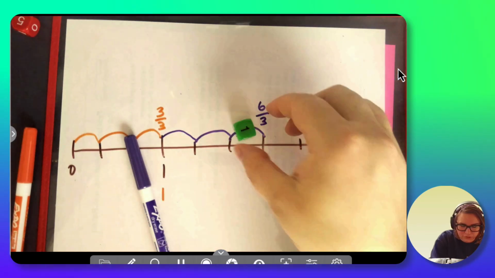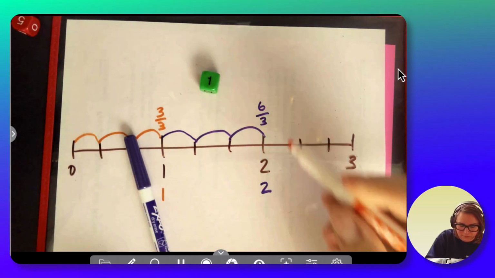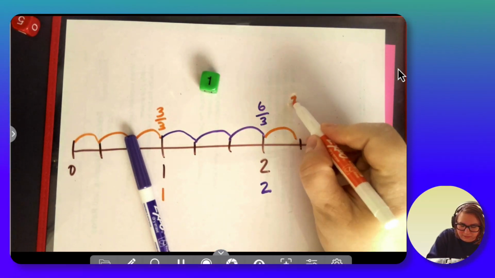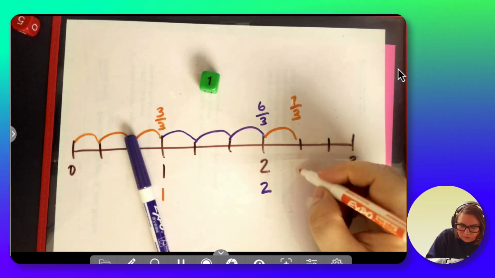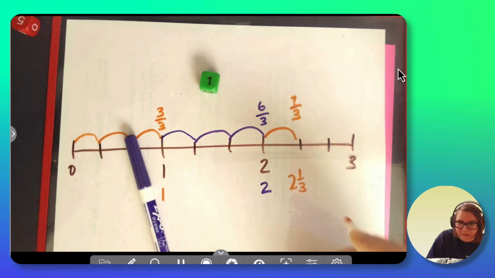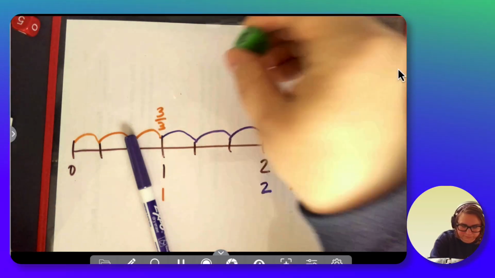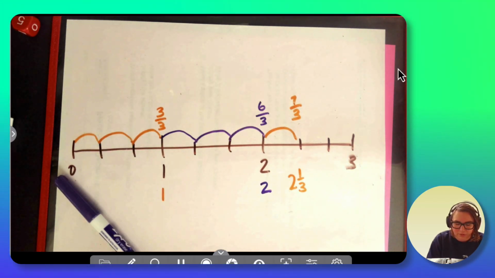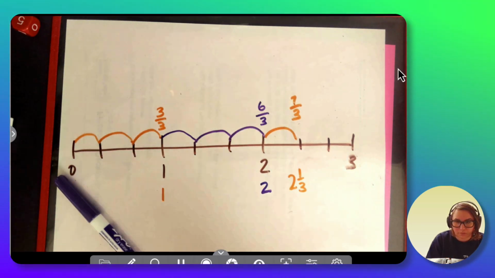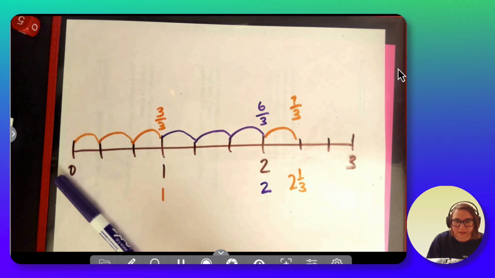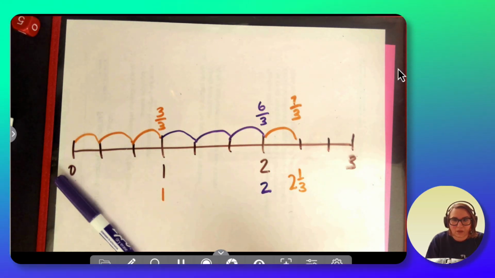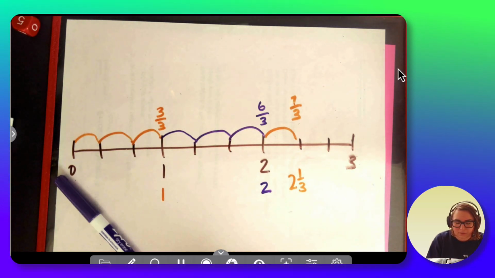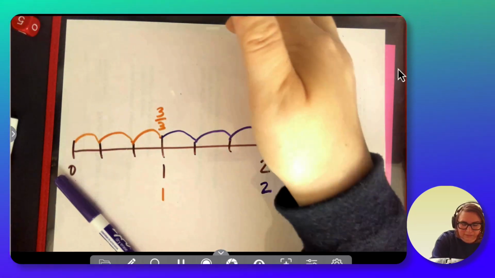Okay, orange. Ooh, 1 1/3. So we're going to count up 1 1/3. This is going to get us 7 thirds or 2 1/3 as a mixed number. Now you could co-create the rules here. For example, if I roll too much, then I don't get to go. Like I have to roll either less or exactly what I need to win, or whatever you want to do.